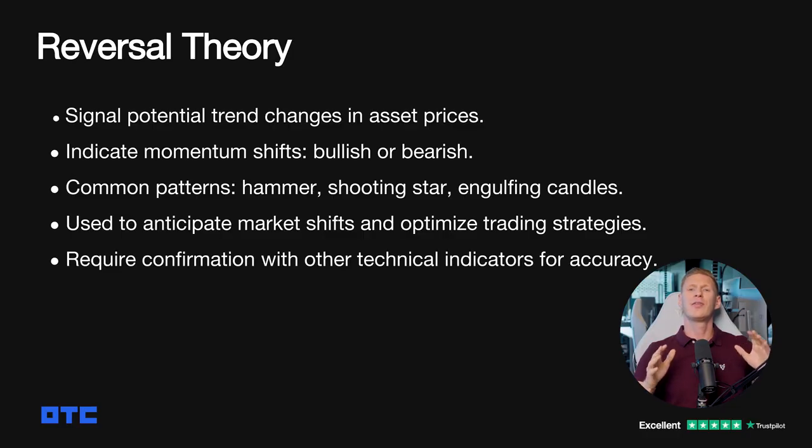Let's quickly cover the theory behind reversal candlestick patterns. These are powerful tools in technical analysis that signal potential trend changes in an asset's price. They help traders identify when an uptrend or downtrend is losing momentum, allowing them to anticipate market shifts before they fully develop. These patterns can be bullish, indicating a potential upward movement, or bearish, signaling a possible downtrend. Some of the most common reversal formations include the hammer, shooting star, and engulfing candle.